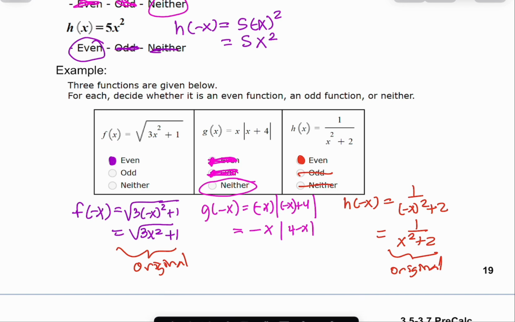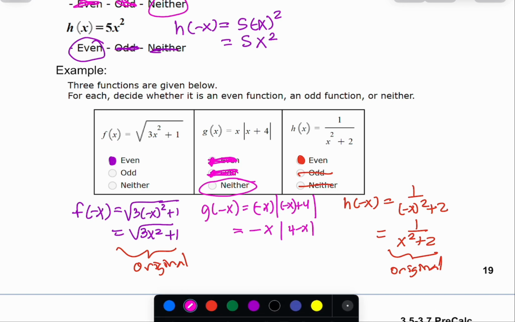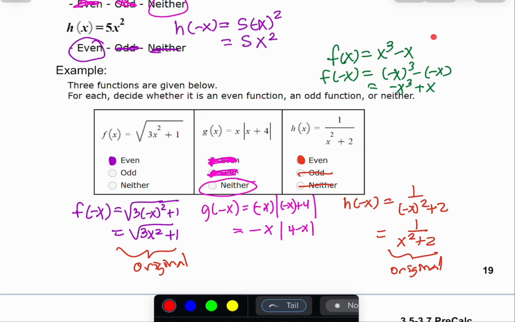Let me show you an example of an odd because we haven't seen one yet. If we have some function, let's call it x cubed minus x. If we want to check its symmetry, if you plug in negative x, the first piece has 3 negatives, so that's going to become a negative. The second piece has 2 negatives, that's going to become a positive. It's as if you took both things and multiplied by -1. You multiply the entire equation by -1. That is an example of an odd function.